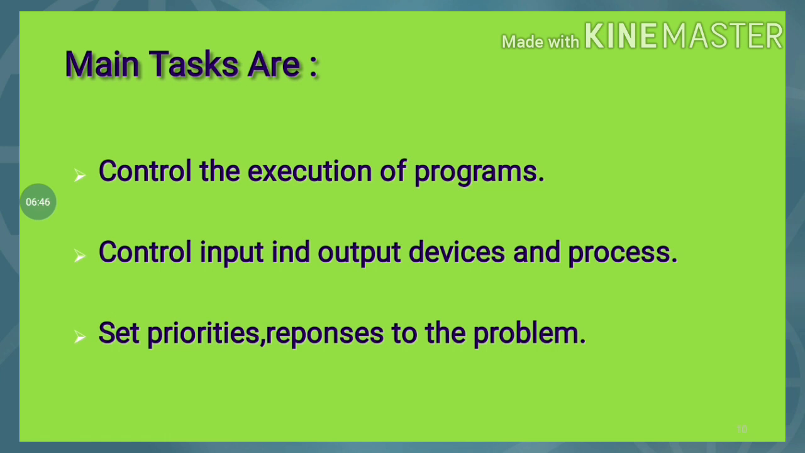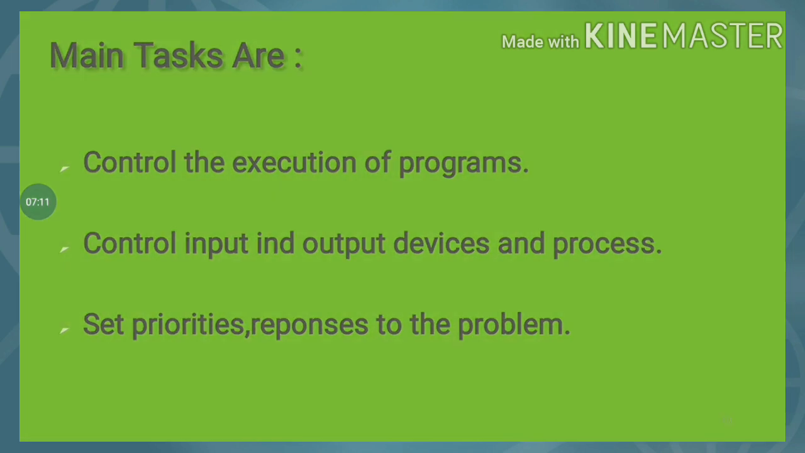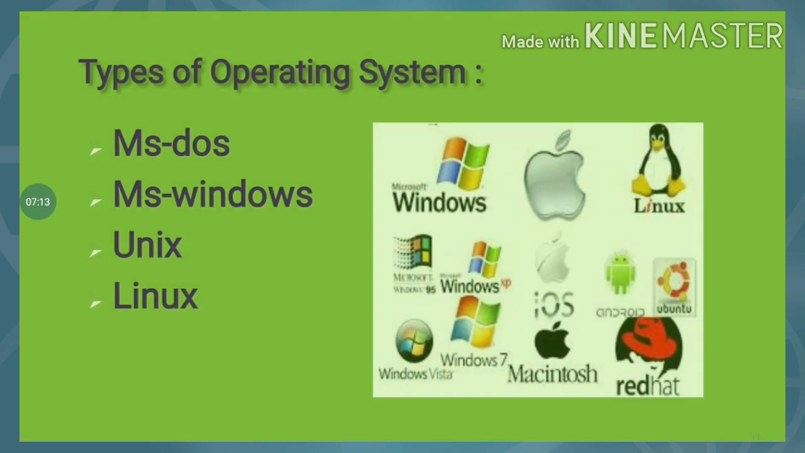Control input and output devices and process. All processes are controlled by the operating system. It sets priorities and responds to problems. Priorities decide which one to serve first. That serving priority is decided by the computer. These are the main tasks of the operating system.